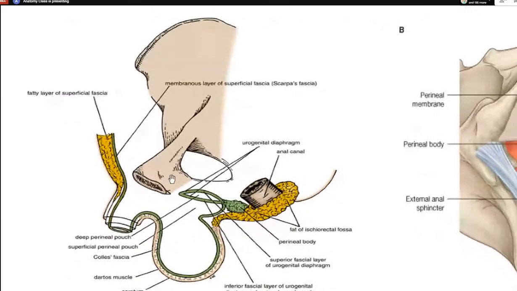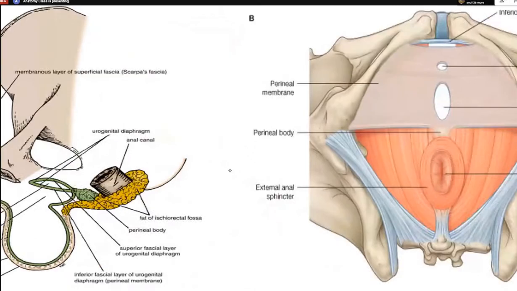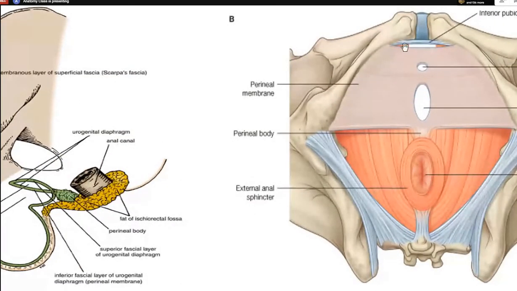Just see this one. This is the inferior layer of the urogenital diaphragm, also known as the perineal membrane. Now this perineal membrane is continuous anteriorly and posteriorly with the superior layer of the urogenital diaphragm. That means the superior layer and the inferior layer of the urogenital diaphragm, which is also known as the perineal membrane, are continuous anteriorly and posteriorly. Now in this diagram, anteriorly, some part of the perineal membrane will get thickened, and this will form the pubic ligament. So you can see this one is the pubic ligament.